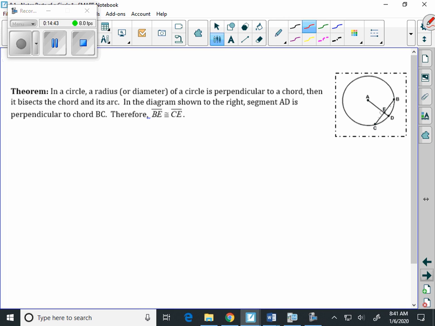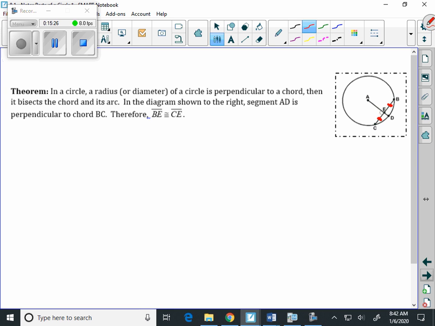And finally, in a circle, if a radius or a diameter of a circle is perpendicular to a chord, then it bisects the chord. So our radius is length AD in this picture. Our chord is CB, and because it's perpendicular, you can see a small, very light right angle. That means that this length is congruent to that length.